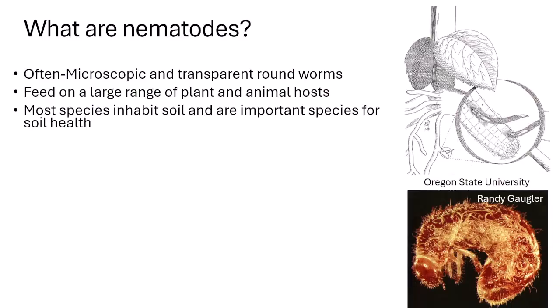So what are nematodes? I wanted to put microscopic, and then I was thinking, I've seen these things come out of grasshoppers all over. They're often microscopic and transparent roundworms. They feed on a large range of plant and animal hosts. They're a pathogen, depending on your perspective. Most of the species are going to be found in the soil and can often be very important for soil health.